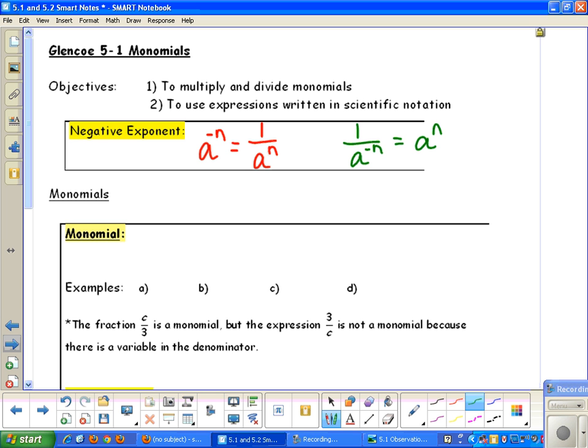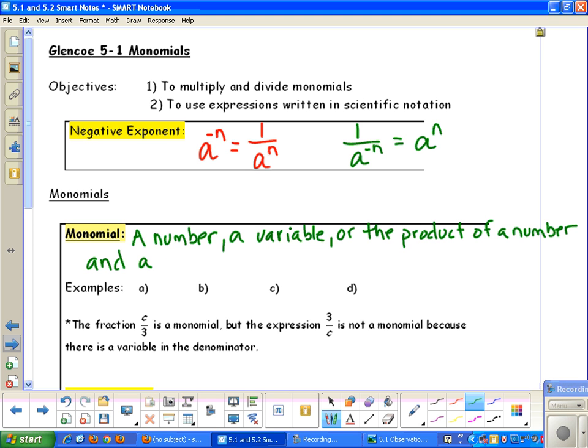So monomials is the next part. A monomial is a number, a variable, or the product of a number and a variable or variables.